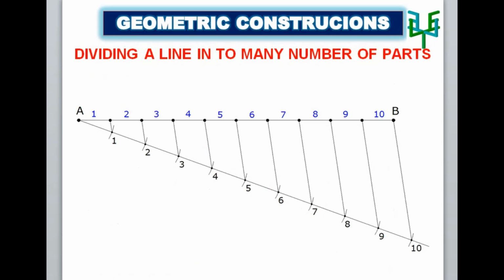Dividing a line into many number of equal parts. Draw the line to the required size, the line to be divided into equal number of divisions. For our convenience, let the endpoints of the line be A and B. Draw another line from the endpoint of the line AB. This line can be drawn with any acute angle.